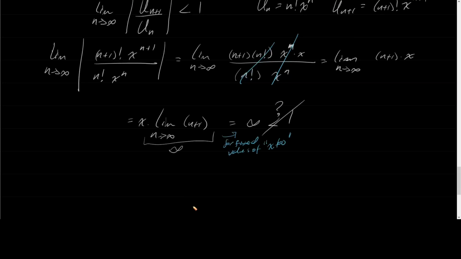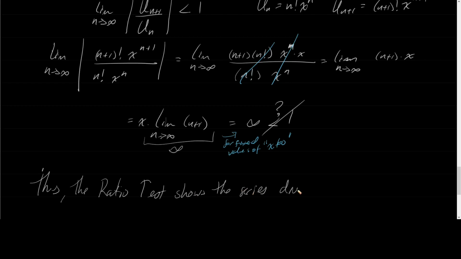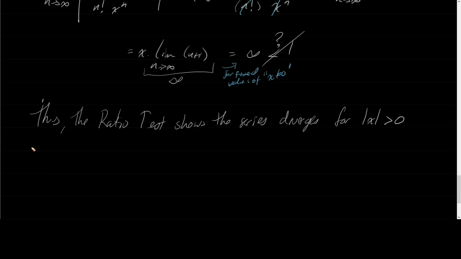Thus, the ratio test shows the series diverges for any value of x that's bigger than 0. This tells us now that the series converges only at its center.